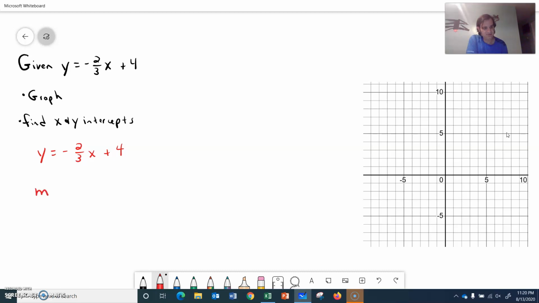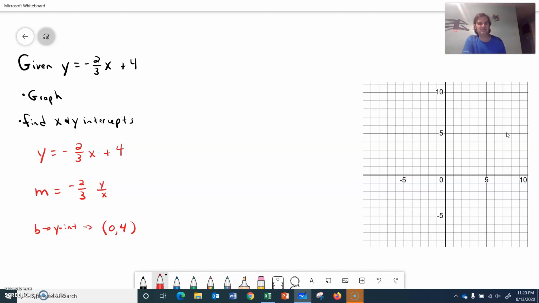So from there we can pull out the slope m as being negative 2/3, which remember is a y change over an x change. And then we can pull out the b, which is the y-intercept. The b is 4, so we have the point (0, 4).